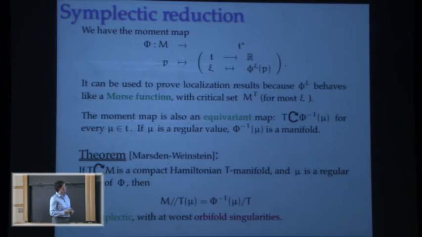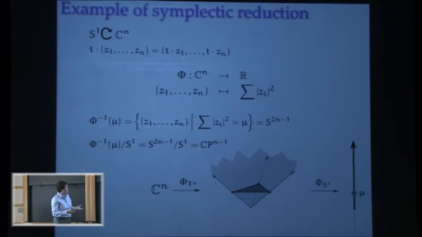So this is the way to construct new examples. The basic example is this: look at the circle acting on C^n by just scaling each coordinate.